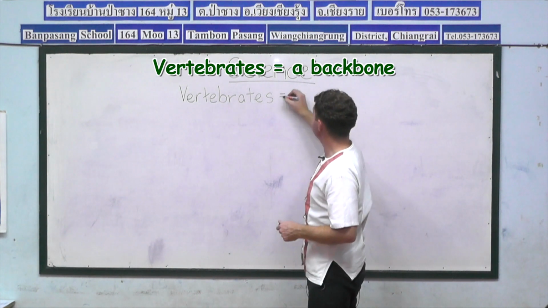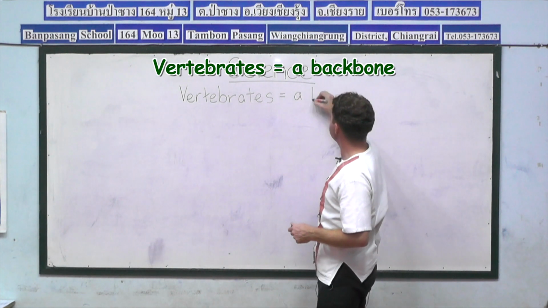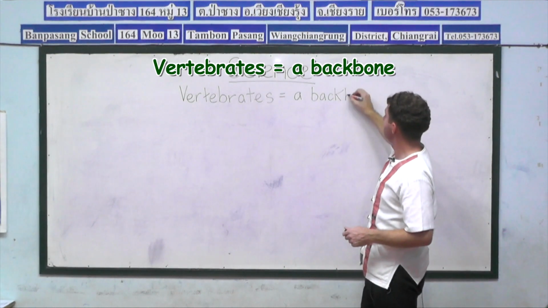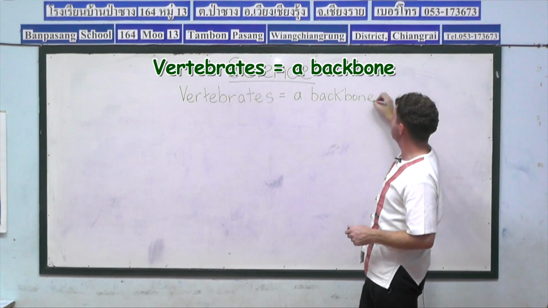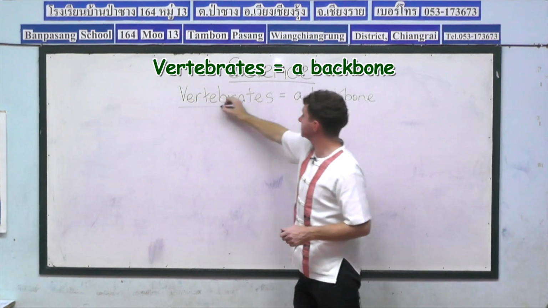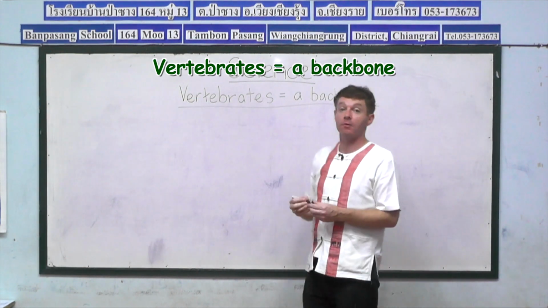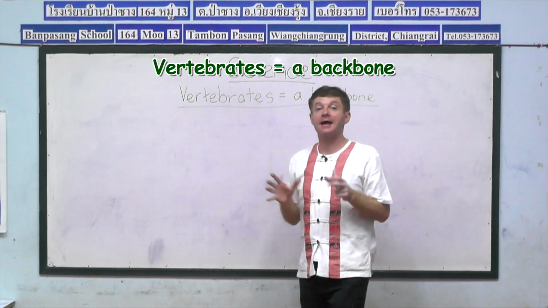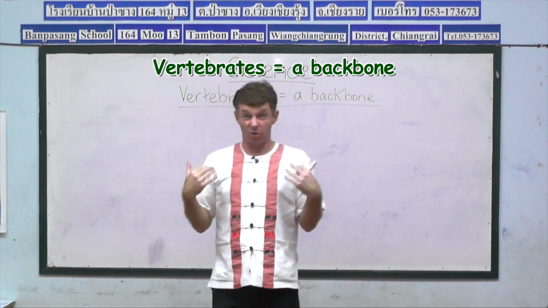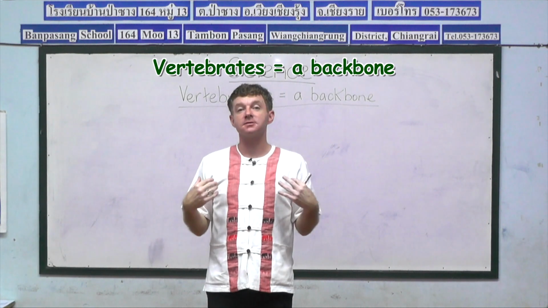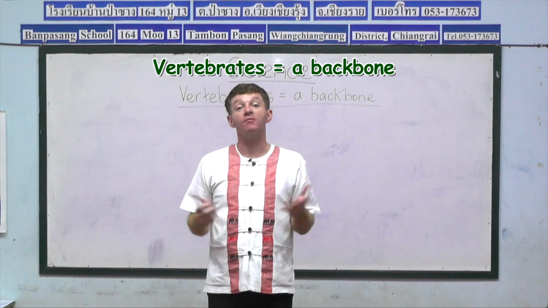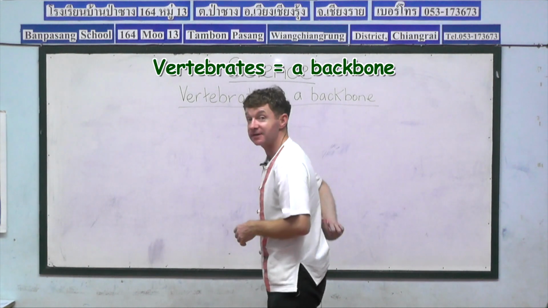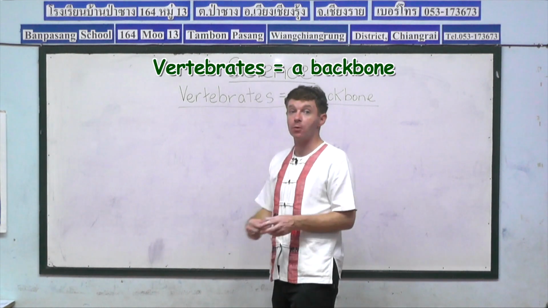So vertebrates equals a backbone. A-B-A-C-K-B-O-N-E. Vertebrates are the group of animals that have a backbone. And like I said in the previous lesson, us human beings are an excellent example of an animal that has a backbone. We're a living thing, and down the center of our spine is our backbone.